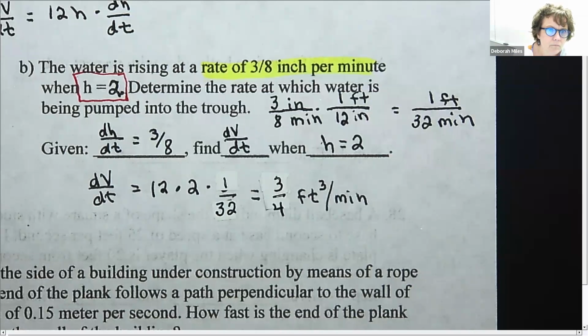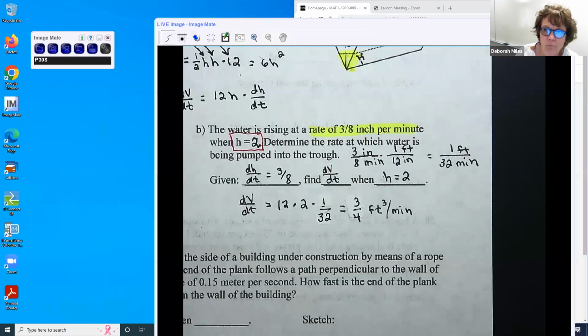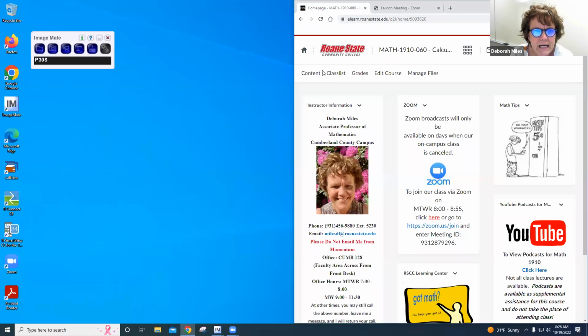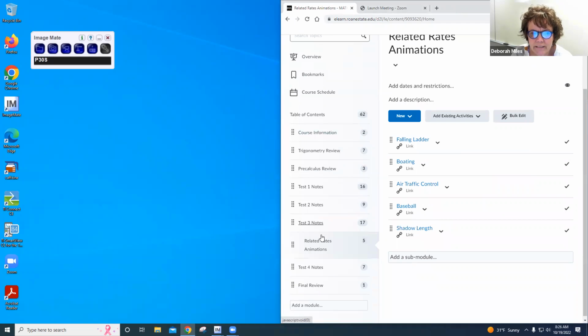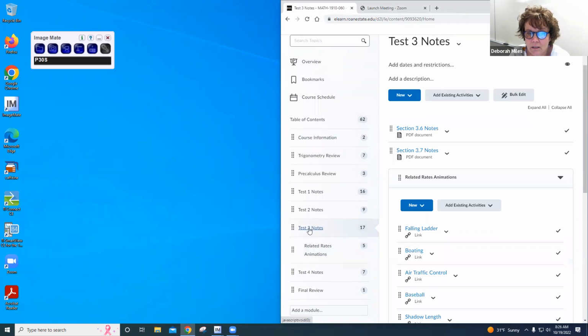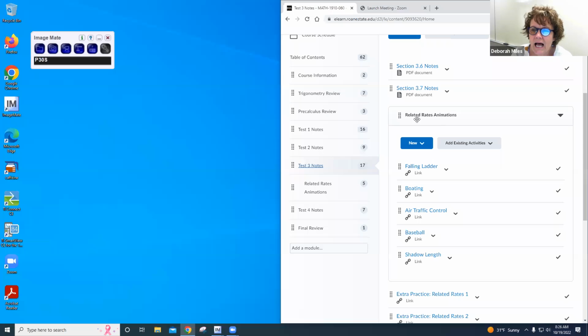GeoGebra is wonderful. I just need to know how to use it better. So I was trying to figure out GeoGebra on my own last night. And I embedded into Momentum under test 3 notes related rates animations, and I started trying to edit these a little bit, and that's what I didn't know how to do very well.